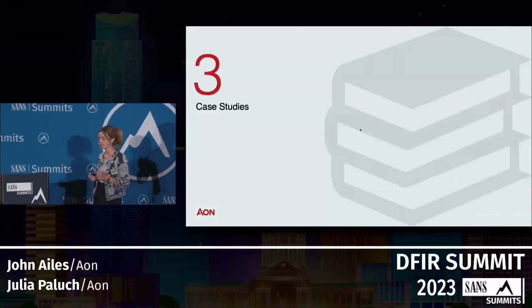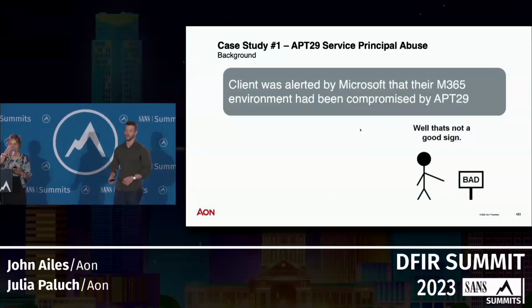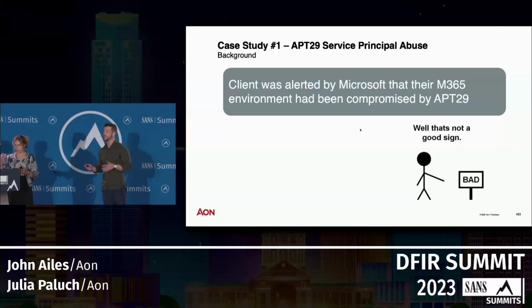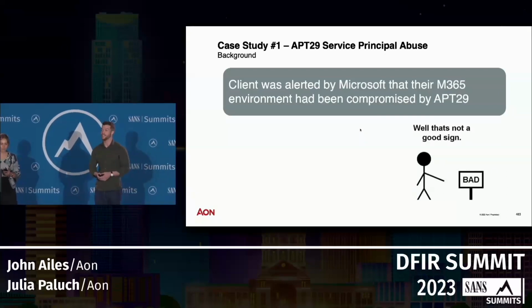All right, we're going to move into our first case study now, which revolves around APT 29 service principal abuse. So the background here is that our client was alerted by Microsoft that their tenant had been compromised by APT 29.